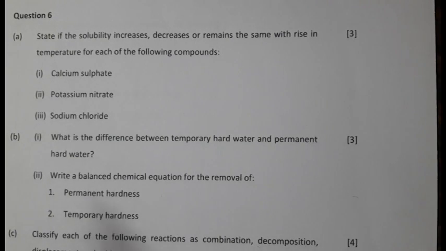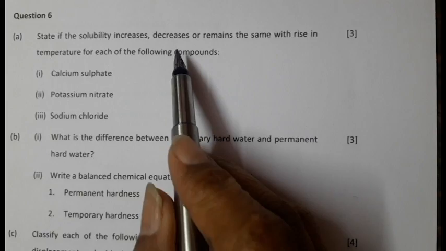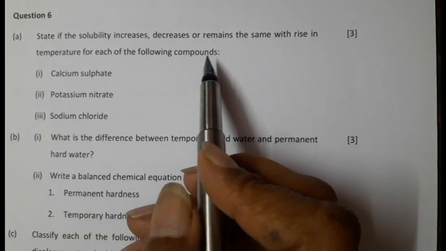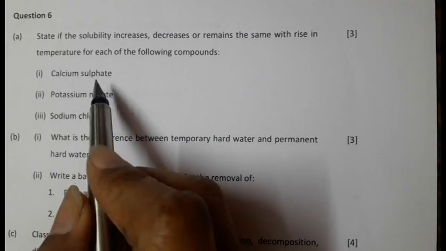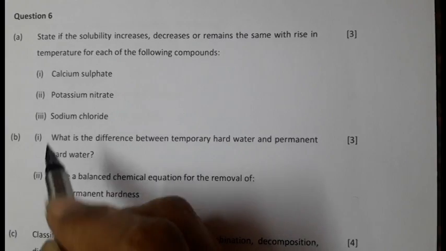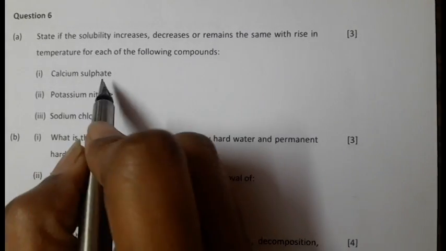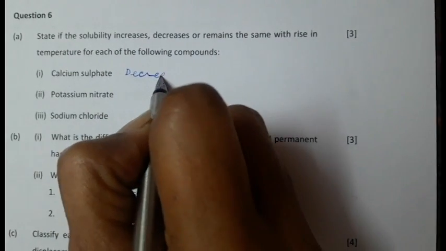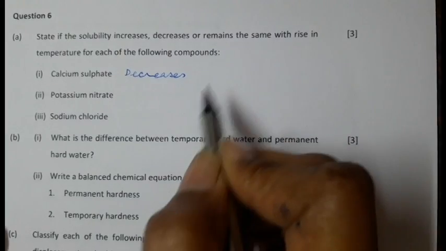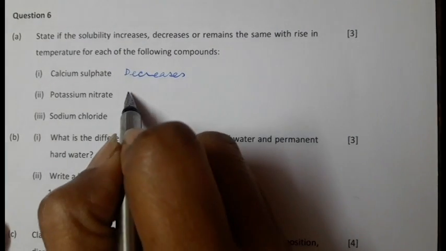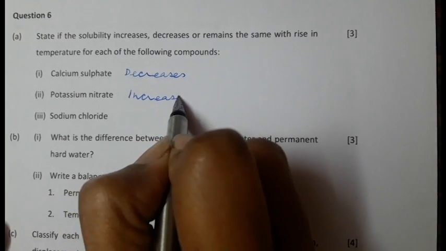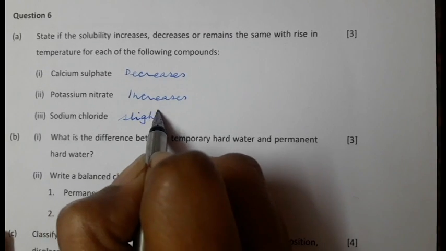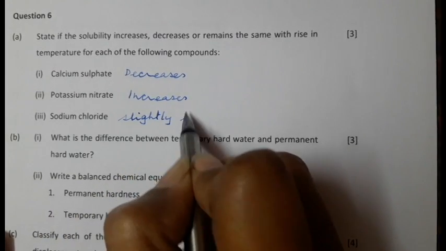Question 6. State if the solubility increases, decreases, or remains the same with rise in temperature for each of the following compounds: calcium sulfate, potassium nitrate, and sodium chloride. Now calcium sulfate has been the exception. This is the only one, so this will be decreases. The solubility will be decreasing. Potassium nitrate increases. And sodium chloride slightly increases.